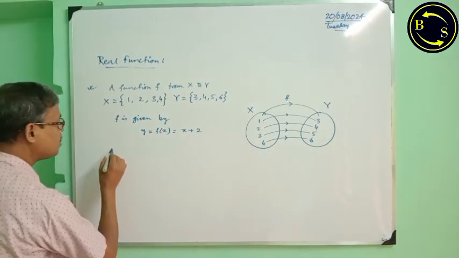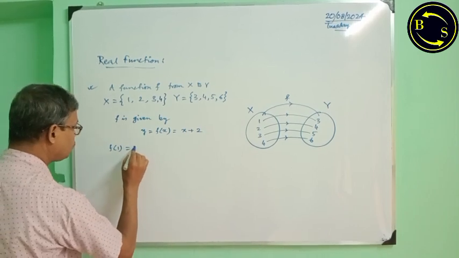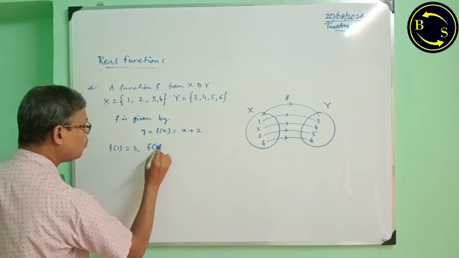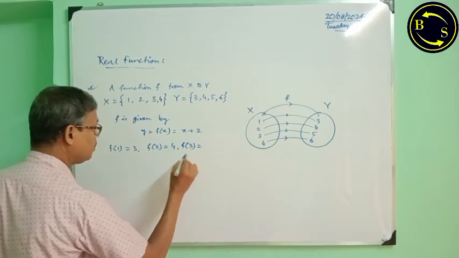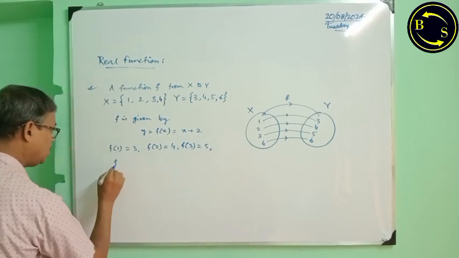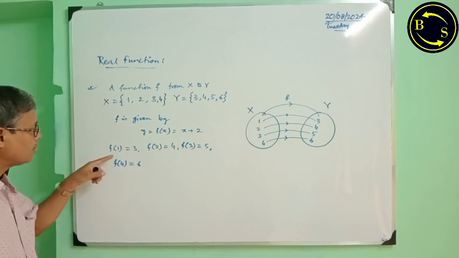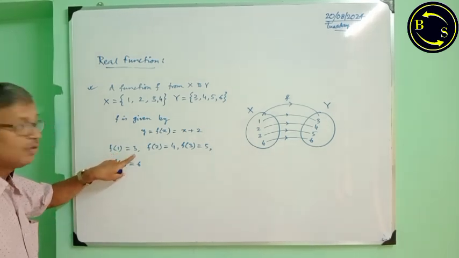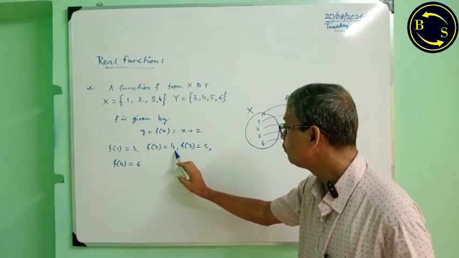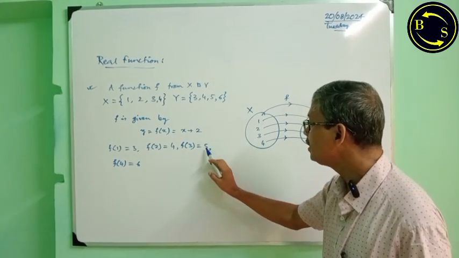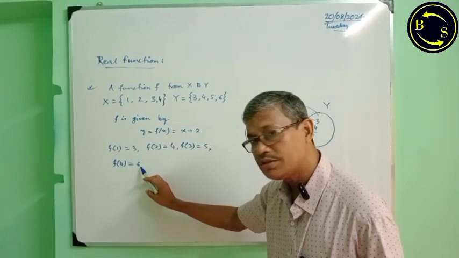Now we can calculate easily. f(1) will be equal to 3, f(2) is 4, f(3) is 5, f(4) is 6. For the pre-image 1, the image is 3. For the pre-image 2, the image is 4. For the pre-image 3, the image is 5. And for the pre-image 4, the image is 6.